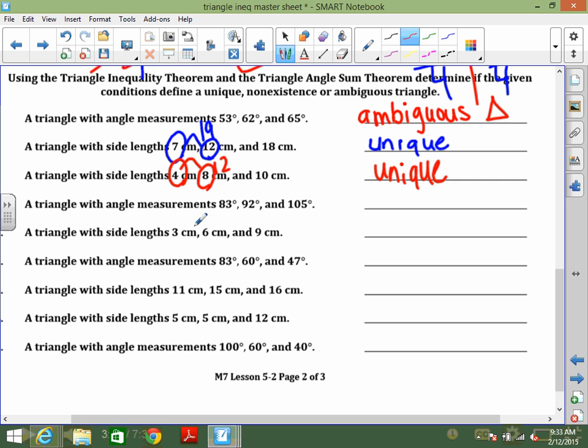All right, next, a triangle with angle measurements 83, 92, and 105. So how do we test this? Add them up and see if we get 180, right? So can we make a triangle? So guess what this word will be? Non-existence.